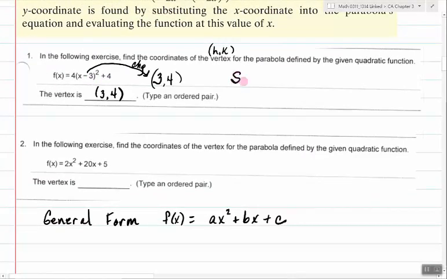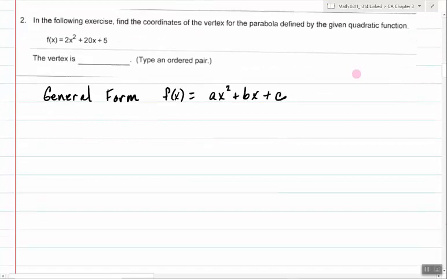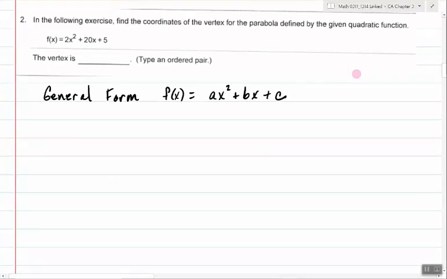Remember, this one was standard, and it was f of x is equal to a parentheses x minus h squared plus k. Opposite of this number, you've got the vertex. Those are not given when you have general form. But there are two formulas, and these are in your formula packet. The h is very easy. The h, which is the x-coordinate of the vertex, is negative b over 2a.